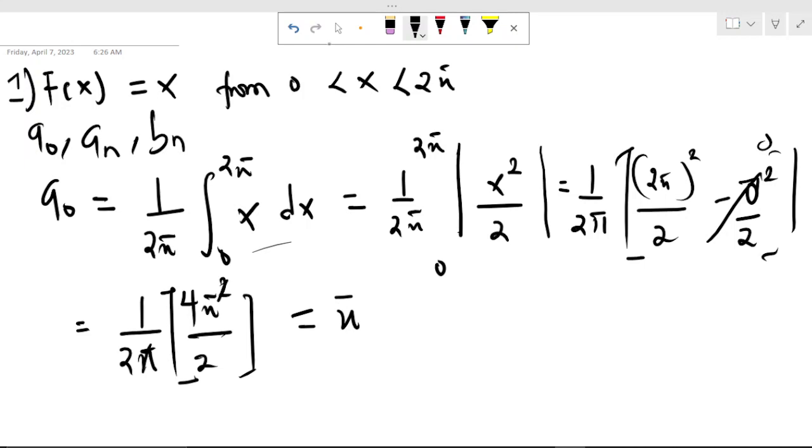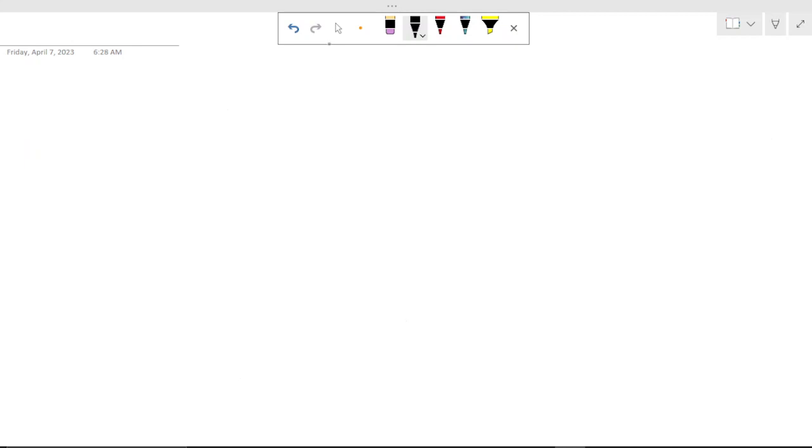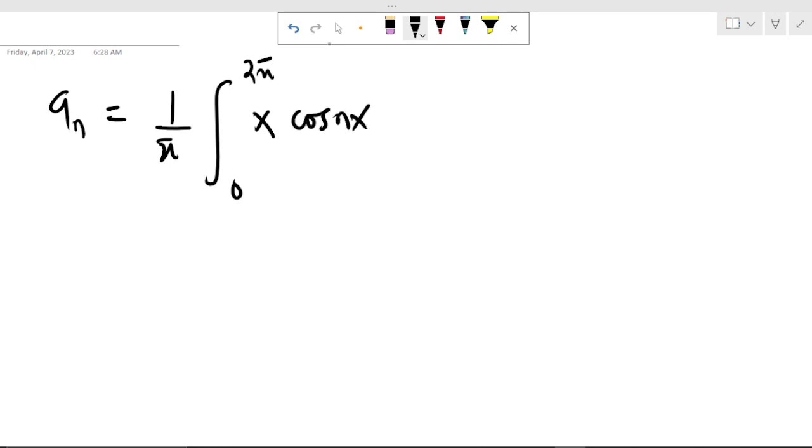So let's move on to our an. To get an, remember, is equal to 1 over half of our period, which is pi, integral from 0 to 2 pi, which is our period now, of f of x, which is x, cos nx dx. Now the question is, how do we integrate x cos nx dx? So remember from elementary introduction, what we call integration by parts. So I'm going to just walk through that quickly before solving this question.